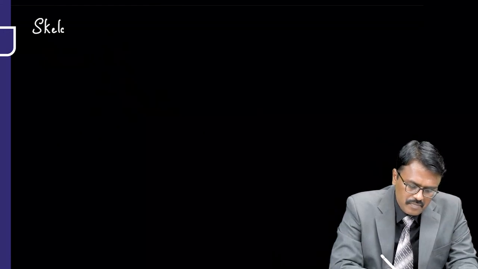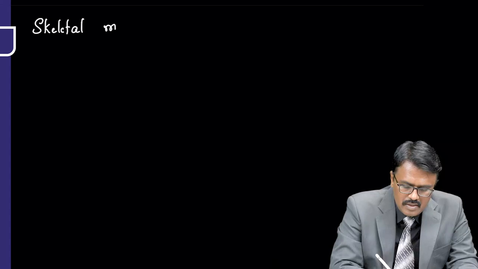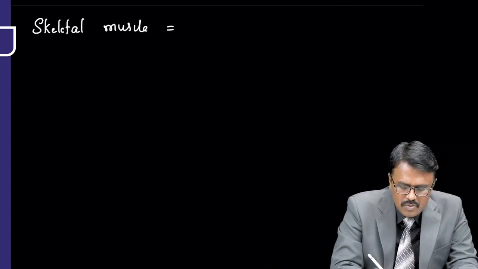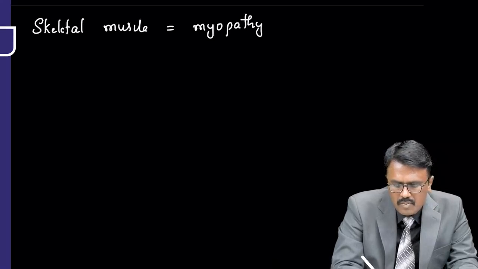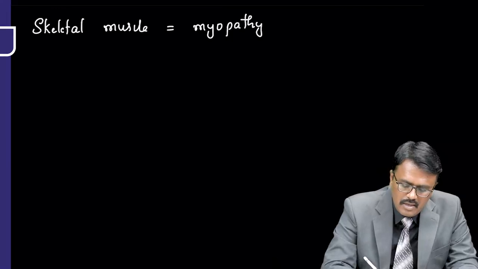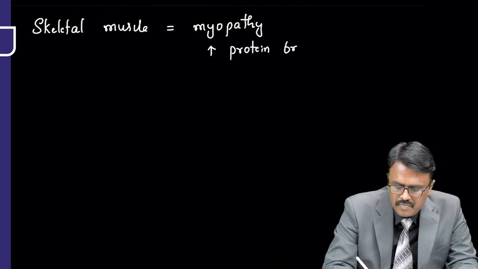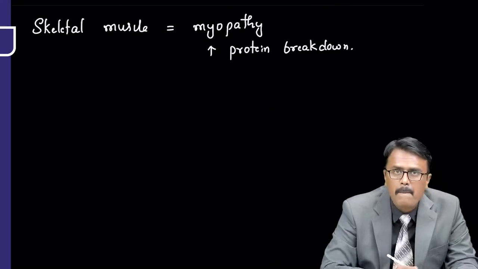Moving on to the next important aspect, what do they do with skeletal muscles? In skeletal muscles, they are known to produce myopathy. The reason they produce myopathy is that they increase the protein breakdown in the muscles.